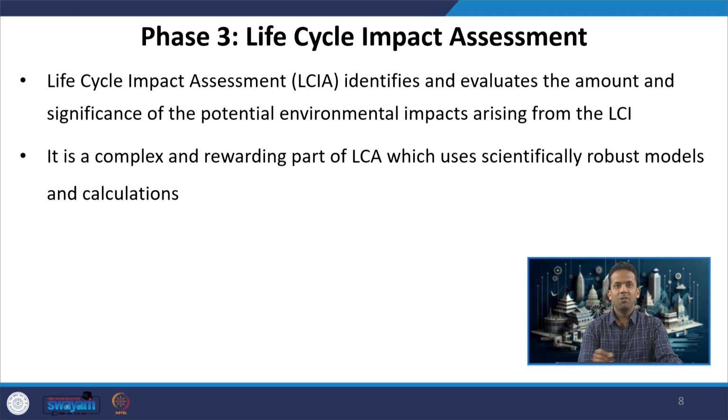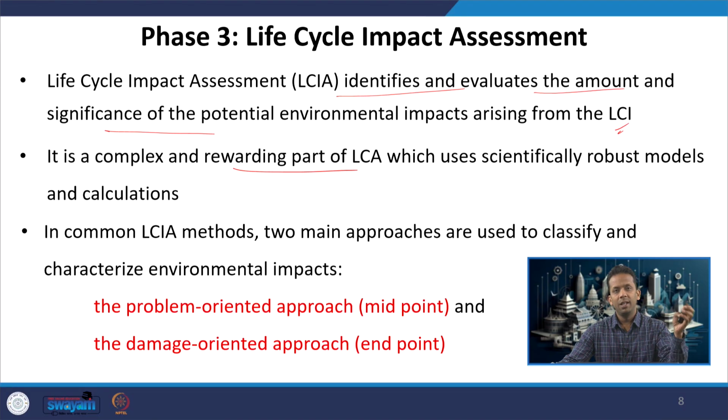So, the third stage is the actual core of LCA, or the rewarding part of LCA, which will give us the environmental impact of different activities or products. It identifies and evaluates the amount and significance of the potential environmental impacts arising from the life cycle inventory. Since all the inputs and outputs would be compiled in the life cycle inventory table, we would be focused mainly on calculating the impacts from that table.